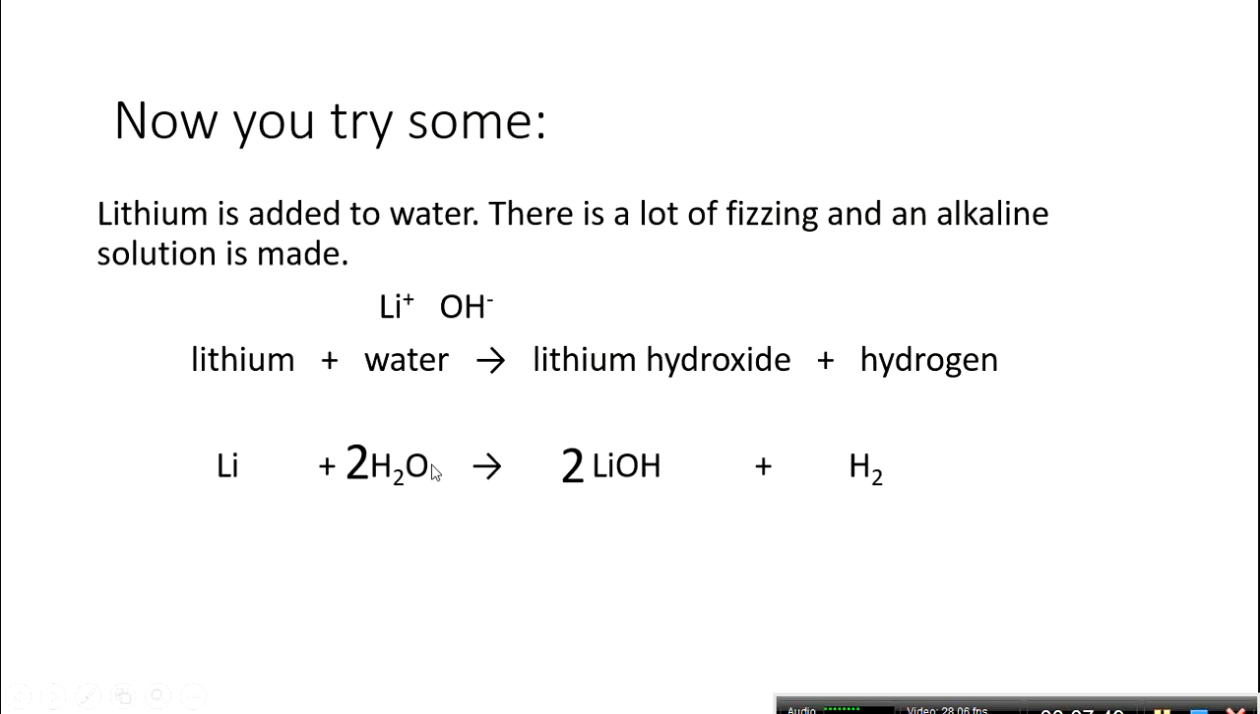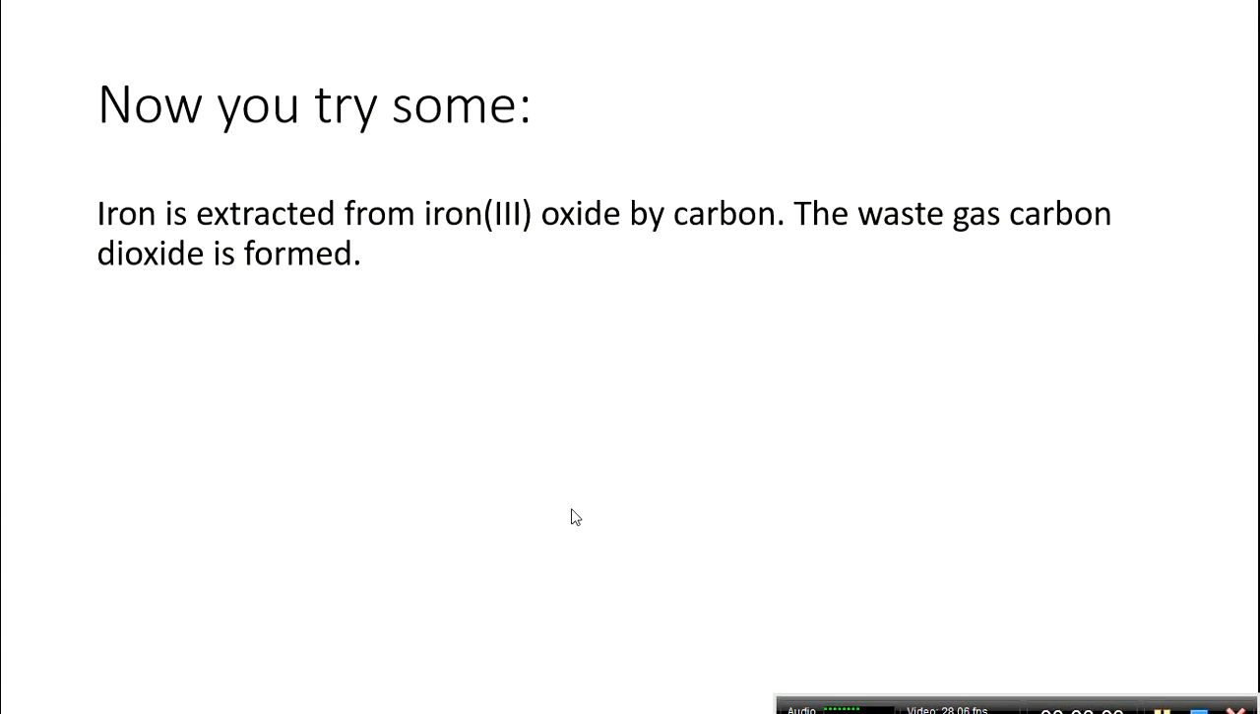I've got 2 oxygens here now, so 2 oxygens here, that balances. But I've now got 2 lithiums, so I need to put a 2 in front of the Li as well. That is now my balanced chemical equation. Here comes another. Pause the video, write out your answer. The answer's coming in a second.